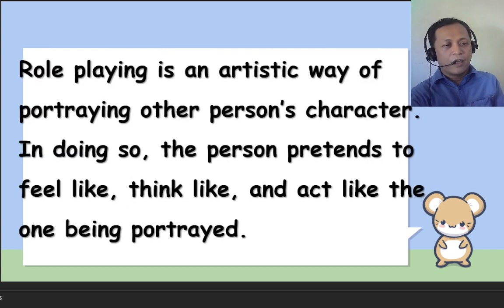Now, let us discuss each one of them. No, role playing is an artistic way of portraying another person's character. In doing so, the person pretends to feel like, think like, and act like the one being portrayed. This is called acting, no? If you are in a role play, you are going to act as if you are that character, no? You will feel the way he feels, act the way he acts, and think the way he thinks, no? So that is role playing.